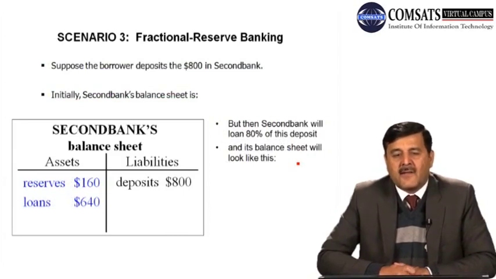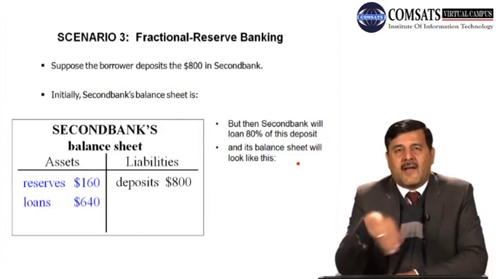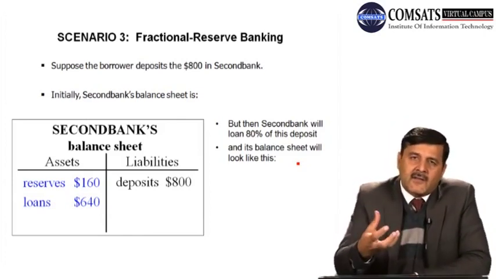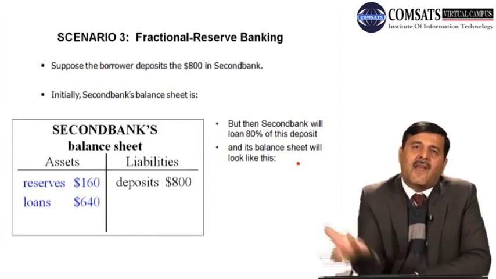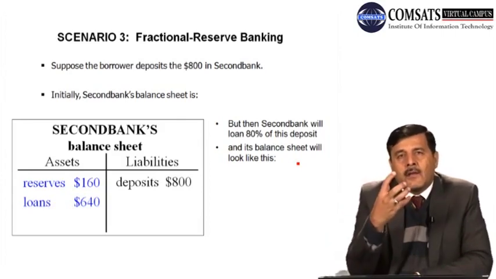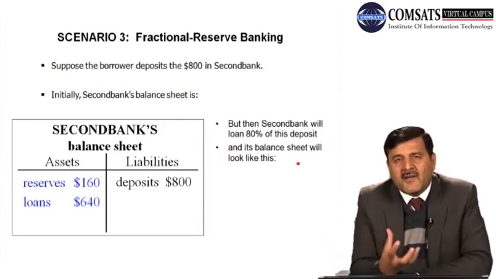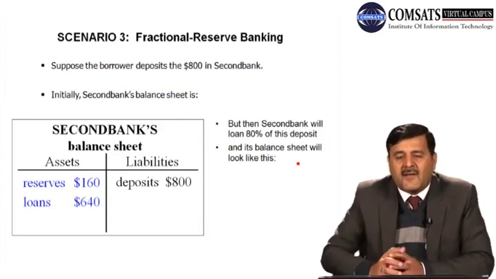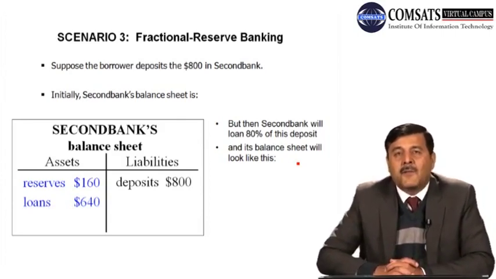Now we'll continue this fractional reserve banking system. Now suppose the borrower has deposits of 800 dollars in the second bank. What does the borrower do? The 800 dollars that he borrowed as a loan from the first bank, he deposits in another bank, the second bank, right? So the borrower deposits his loan in another bank, which becomes the deposits of the borrower in the second bank. Now what will happen?